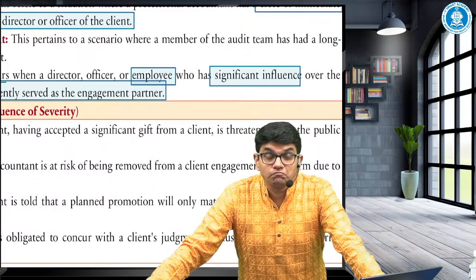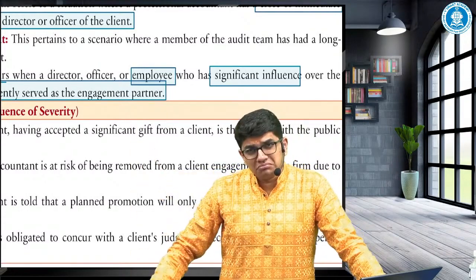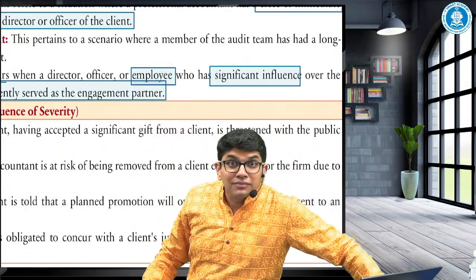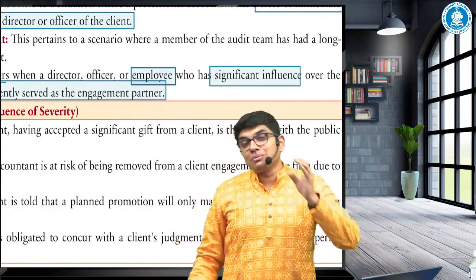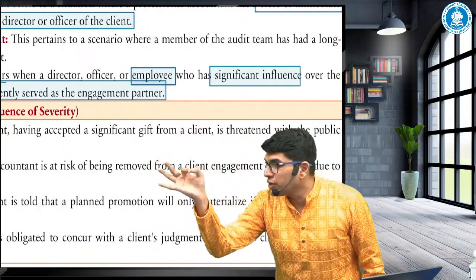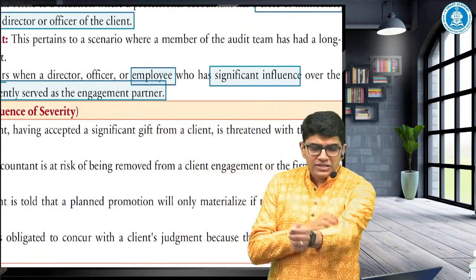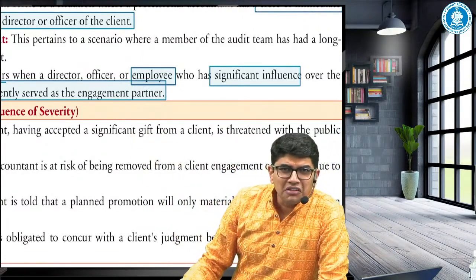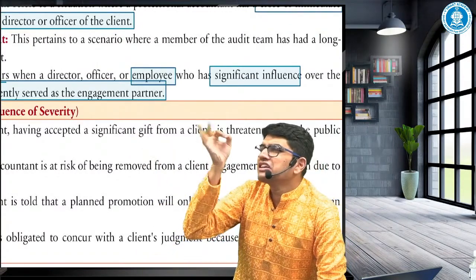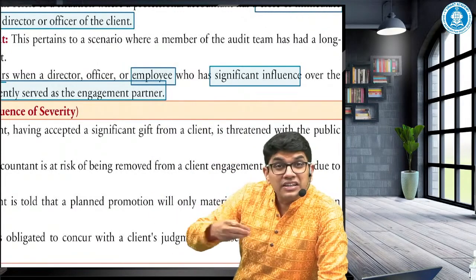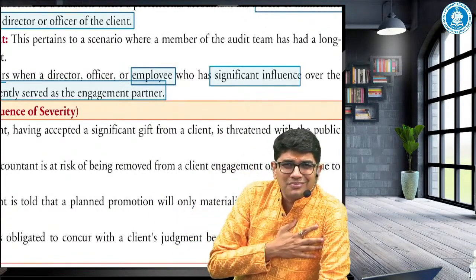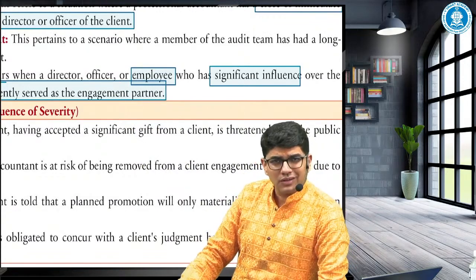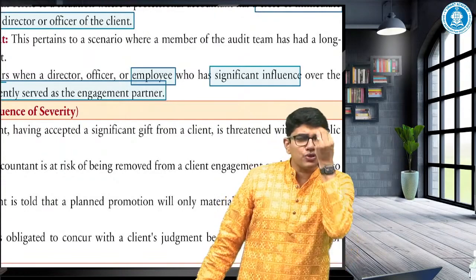Now, how will I go against him? I have sympathy towards him. I have respect towards him. How will I go against him? Familiarity threat. So you should remember key words: family, close family or immediate relative sitting in a bigger position. Oh, how will I go against them? Familiarity threat. Long association with client. How will I go against them? Familiarity threat. Recent engagement partner who taught us everything, now leaving our firm and sitting in the position of director, sitting in the position of employee.